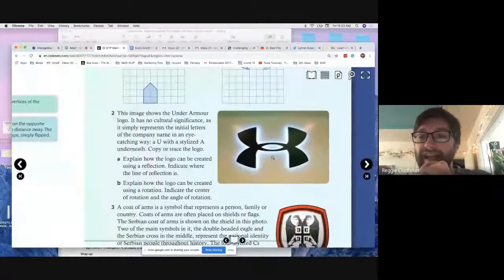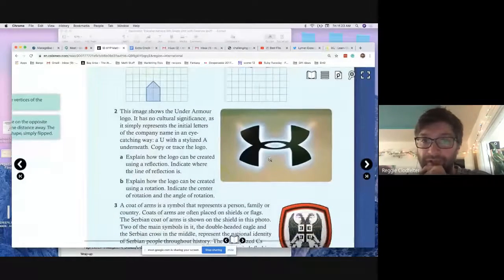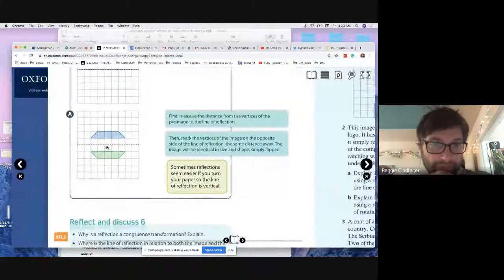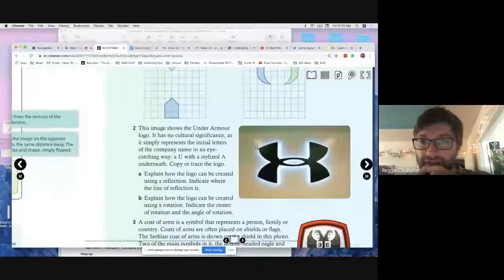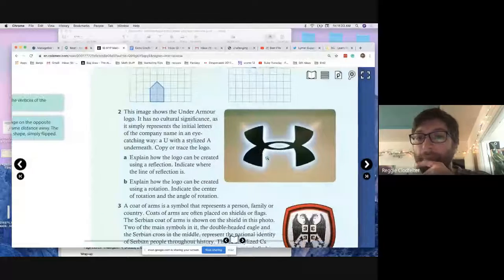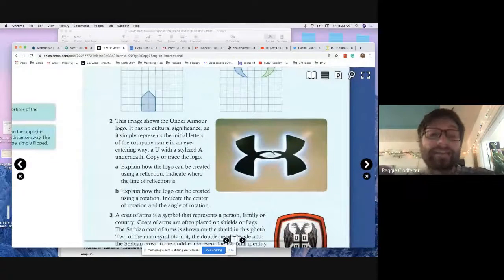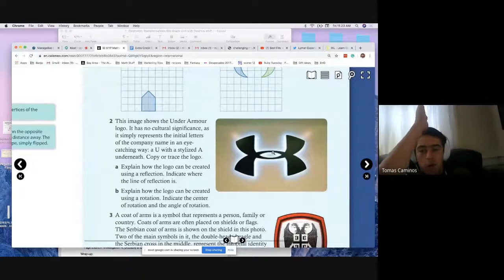The image doesn't need to be all the way on one side of the line of reflection. That often happens, like we have here, but the line of reflection can actually go through the image so that when it's reflected, it's on both sides of it. Rizzy, Aiden, yes, go ahead. Couldn't it be vertical too?